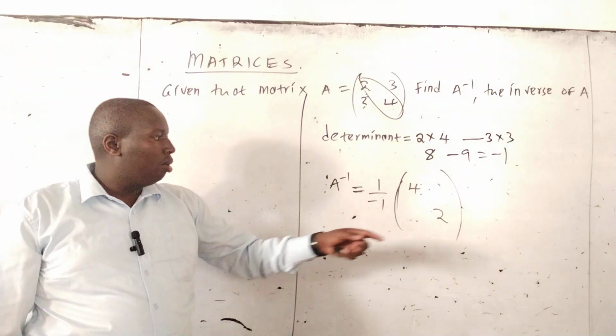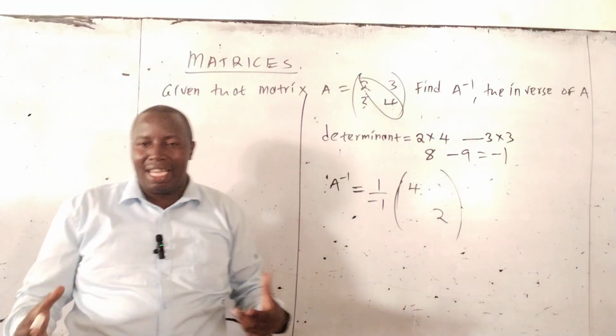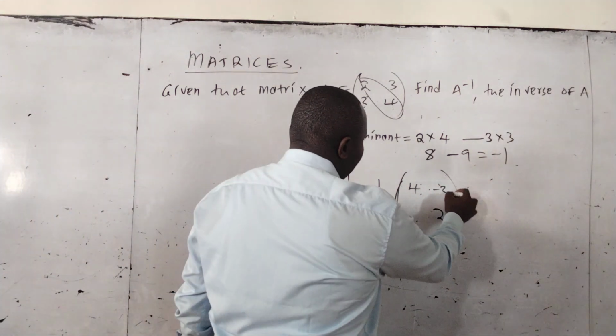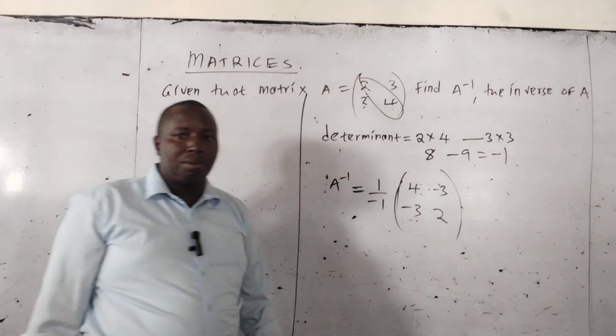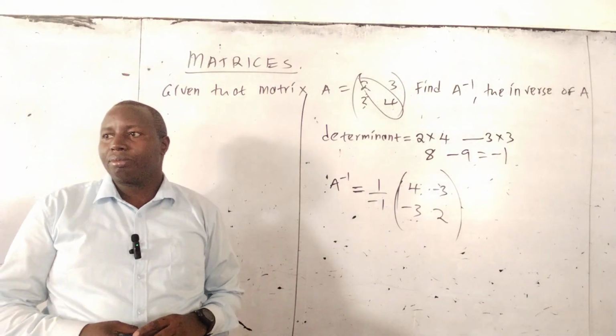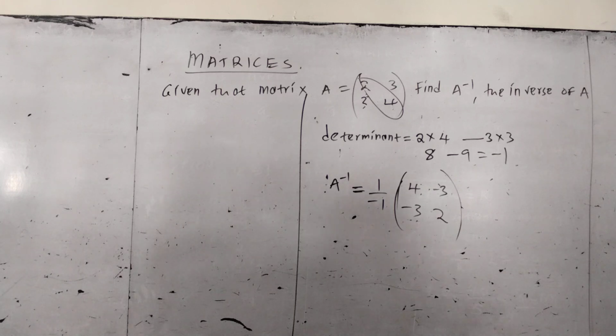Then the elements in the other diagonal will change the sign. So this becomes minus 3 and minus 3. Like that. Up to that level. So that is what you're supposed to get.